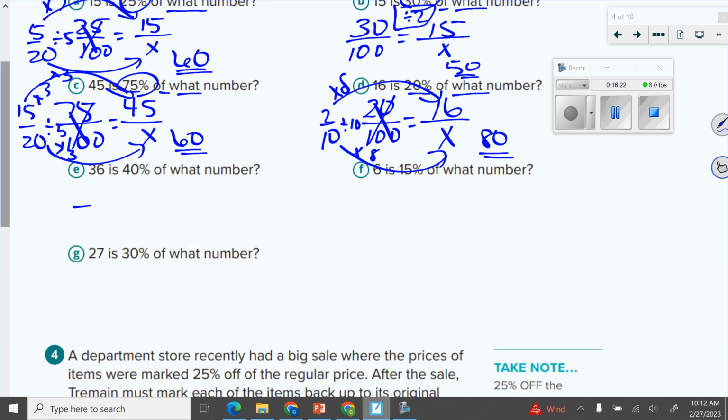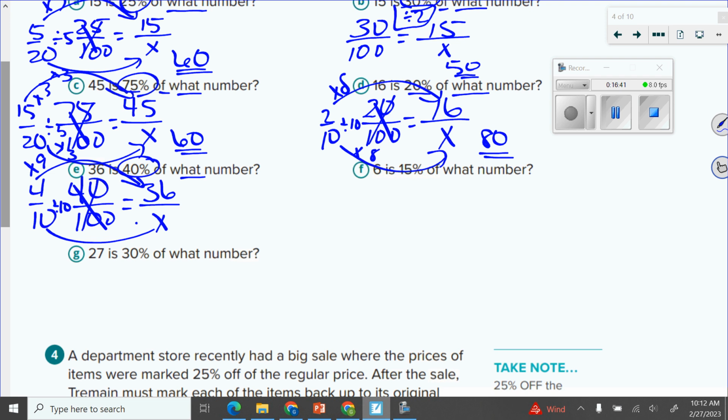Our next one, over 100. Here's my percent. That's a 40. Don't know my of. So that makes 36. Can I go easily from 40 to 36? No, but I can divide these by 10. Gives me 4 and 10. 4 to 36 is times 9. 10 times 9 gives me 90.